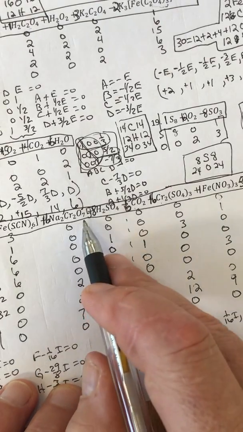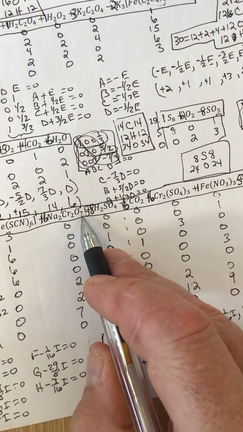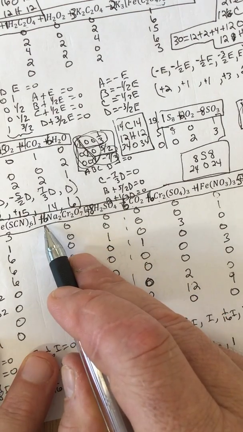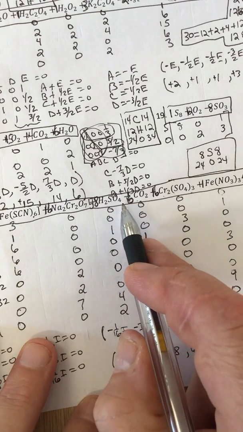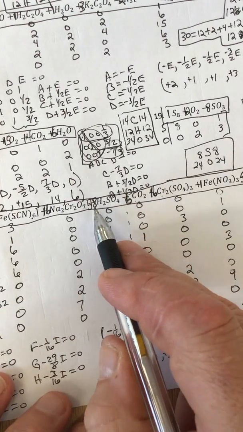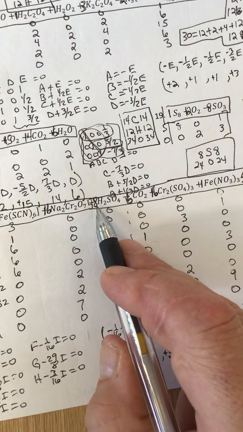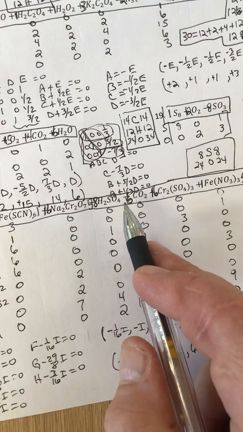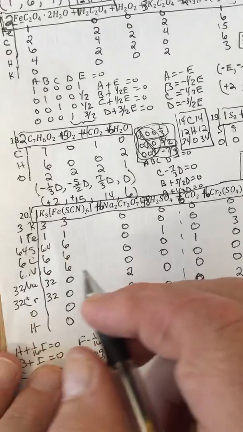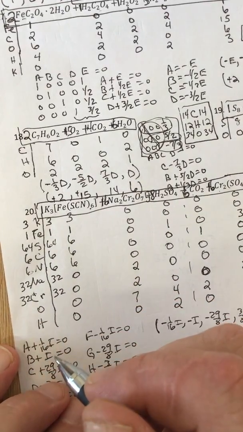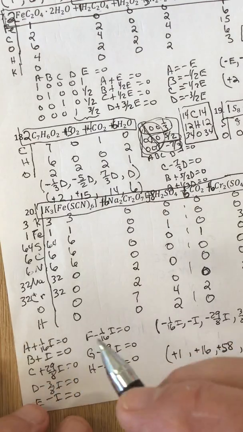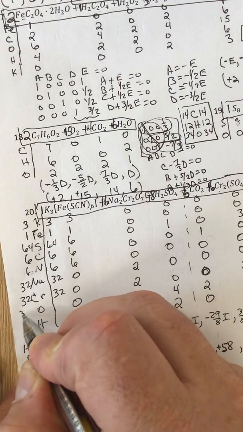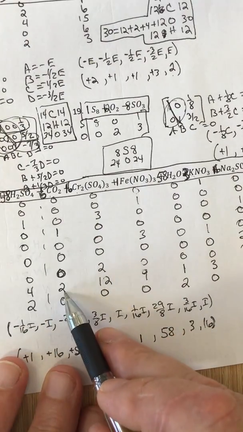Oxygens. Okay, there's 7 of them, 16 times. So 7 of them, 16 times is 112. And here's 4 of them, 48 times. That's 192. So 112 and 192. It looks like there's 300 and something of those. 304 oxygens on this side. Wow, are we going to get 304 on this side?